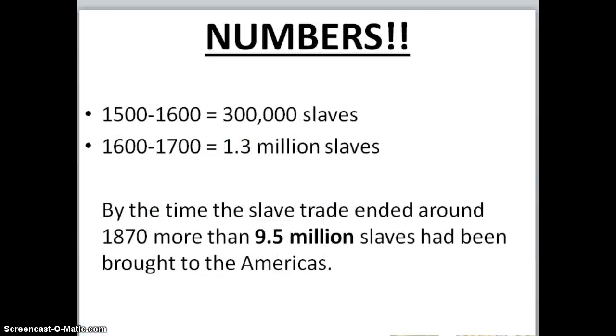So take a look at this. Numbers. Between the years of 1500 and 1600, it's estimated that 300,000 slaves had been brought to the Americas. Between 1600 and 1700, it's said that about 1.3 million slaves had been brought to the Americas. And by the time the slave trade ended around 1870, more than 9.5 million slaves had been brought to the Americas.